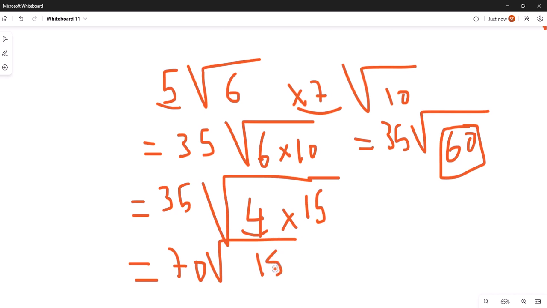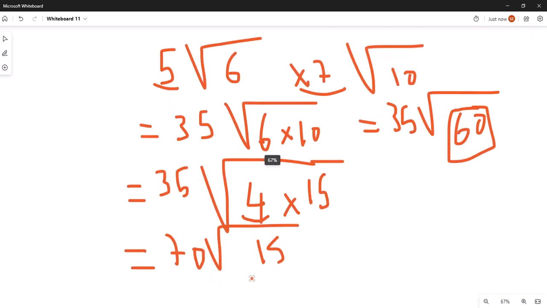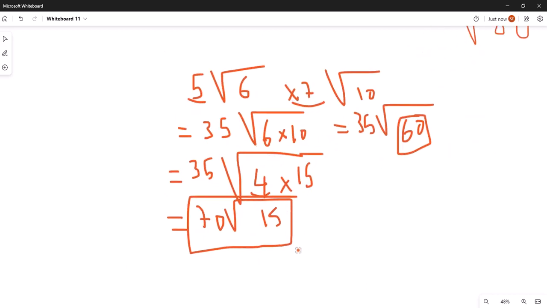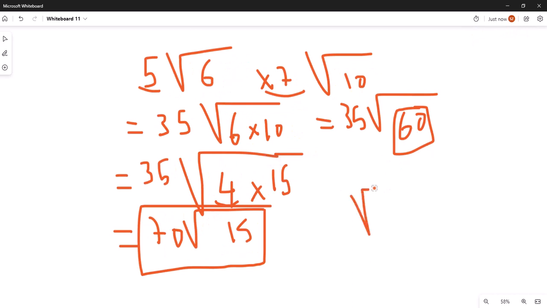And 15 we cannot simplify more, because if we make it 5 times 3, both of those numbers cannot be simplified anymore. So this is the final answer. So always keep that in mind. We need to find two numbers where one number can be simplified and the other cannot. If I put square root of 10 times 6, both of those numbers cannot be simplified. So there is no benefit in making 60 into 10 times 6. That's why we make it 4 times 15, where we know that square root of 4 is 2.